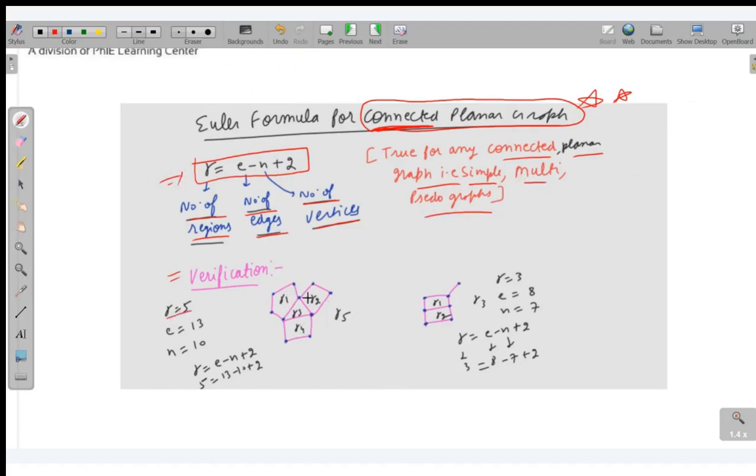Here the number of regions is 5: 1, 2, 3, 4, and 5. The fifth region is the open region, the outside region. Edges are 13, you can count. Vertices are 10, you can count yourself. R is equal to E minus N plus 2. This is correct. Similarly here, regions are 3: 1, 2, and 3. The third region is the outside, open region. Number of edges are 8, vertices are 7. So finally we have got it.